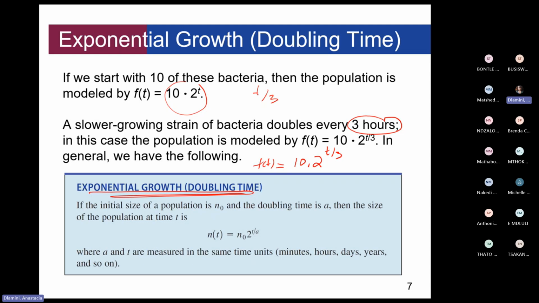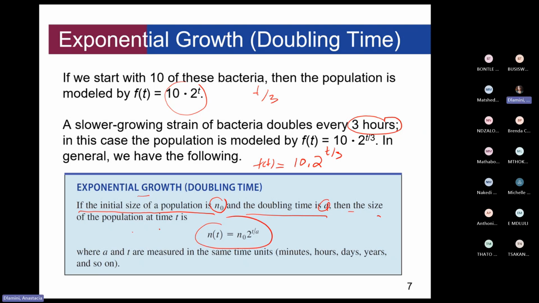So exponential growth, that doubling time. They say if the initial size of the population is n0, and the doubling time is a, then the size of the population will be this formula here.